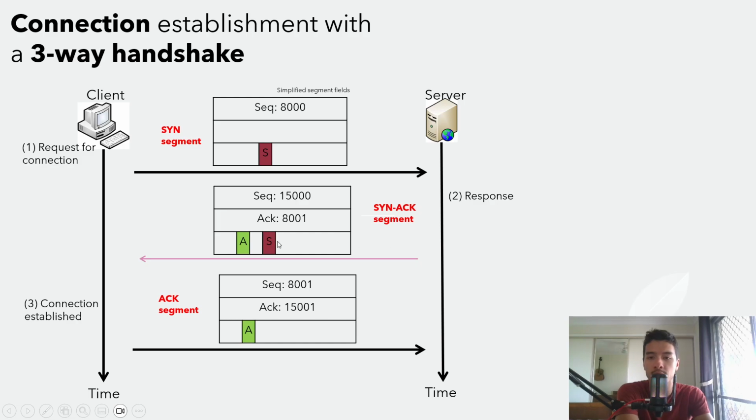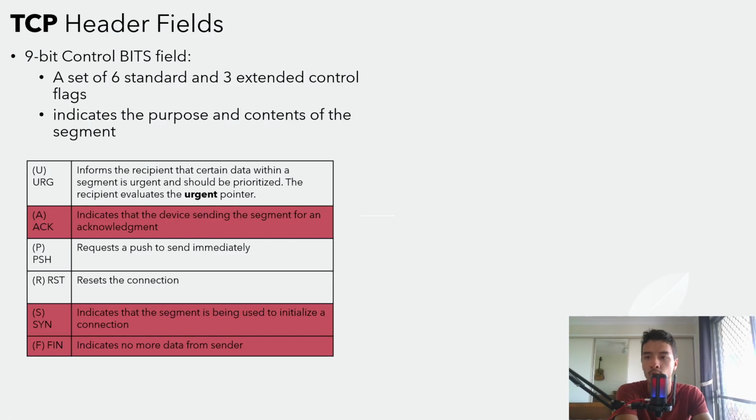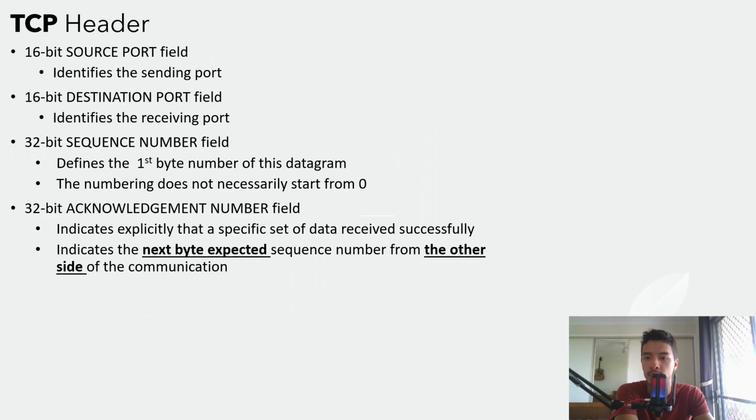So in terms of the sequence number, we'll just go back. We can check out sequence and acknowledgement again. If you go back here, the sequence number defines the first byte of the datagram. So that's like data stuff. It tells you like the storage, how much it is. The numbering does not necessarily start from 0, and the acknowledgement indicates that a specific set of data was received successfully, and indicates the next byte expected in the sequence number on the other side of the communication.